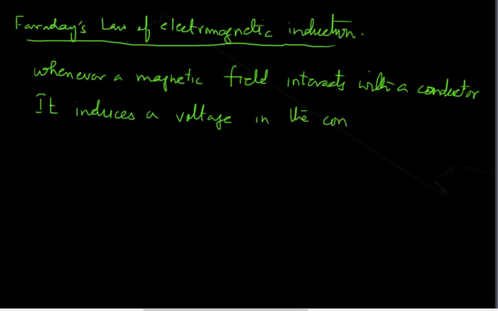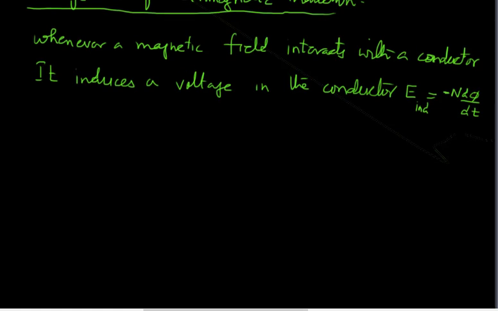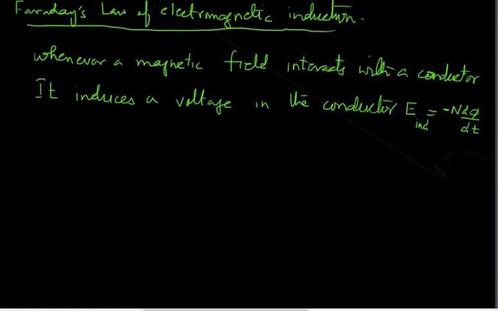Actually, the equation is very simple. You might have already seen the equation that E, the induced voltage in any conductor which is present in a magnetic field, is equal to minus N d phi by dt. We are going to talk about this equation in a moment, but I think you realize this is an equation that you might have seen before. This is Faraday's law of electromagnetic induction. Now let me explain this law.